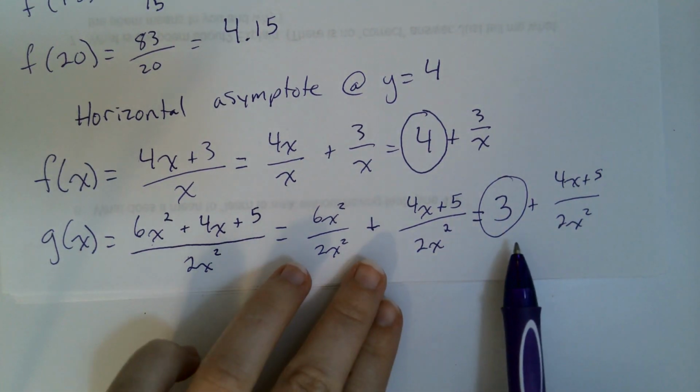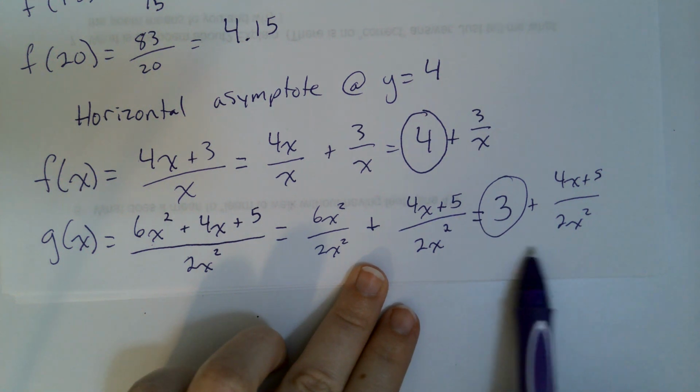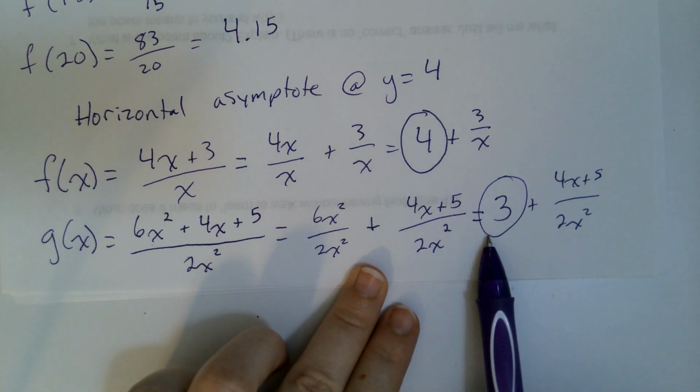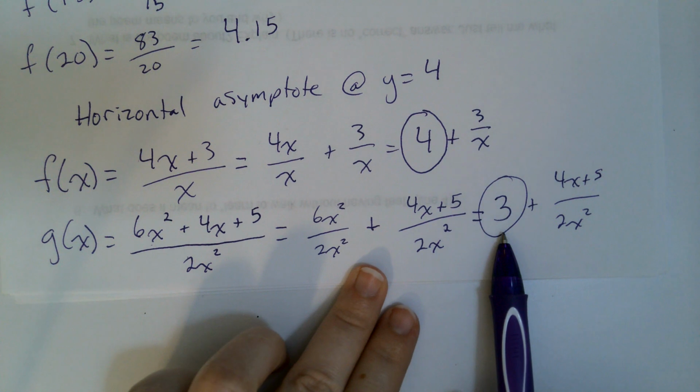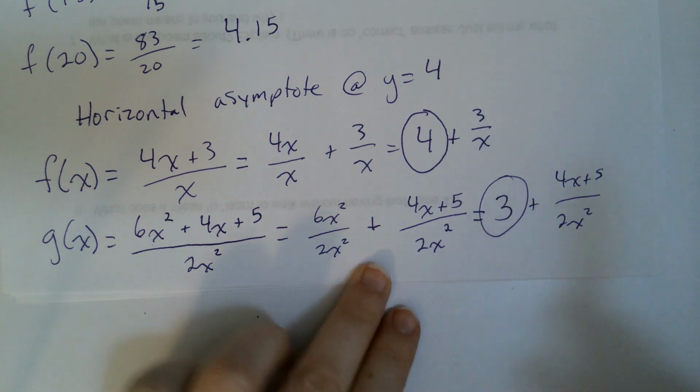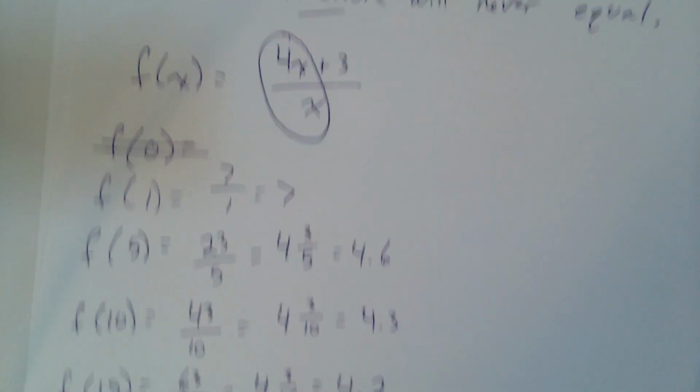So you might just see a function written in this form on the test, and you'll have to know that this constant is the horizontal asymptote. So let's do some more examples.